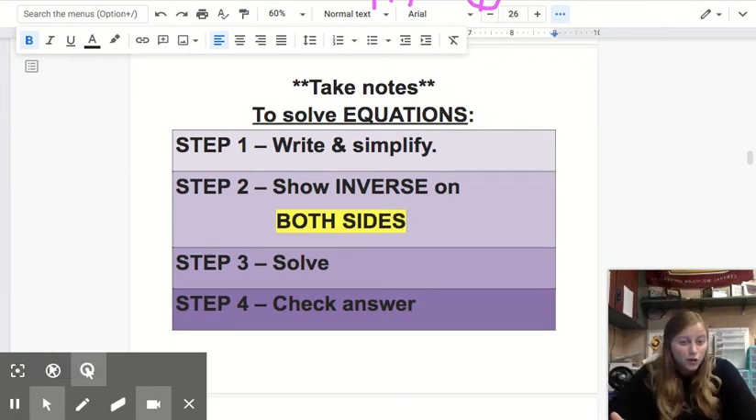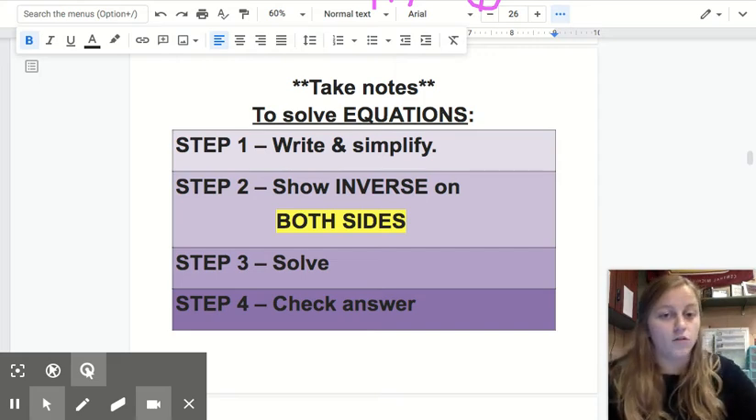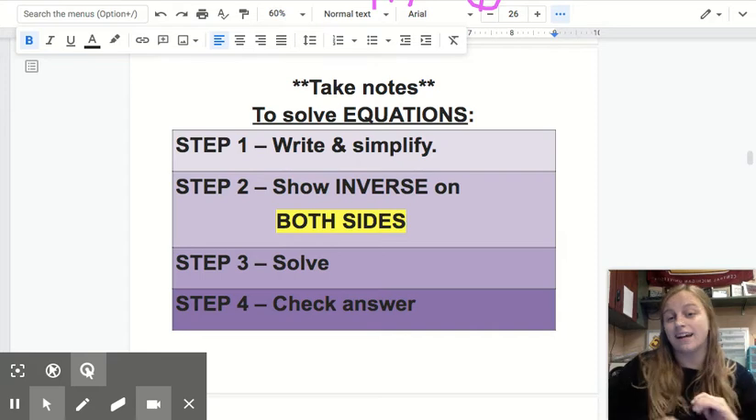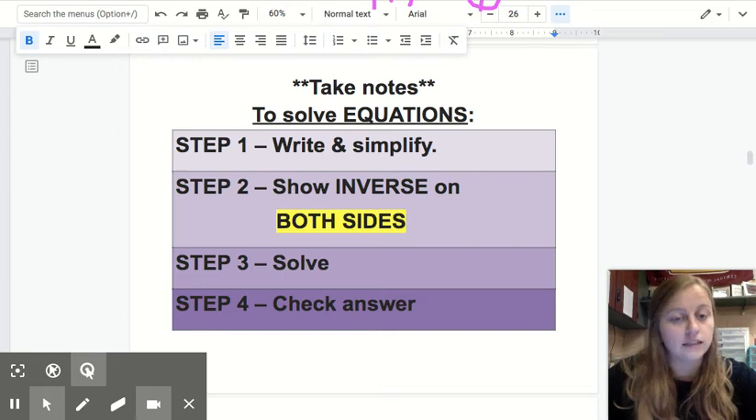So these steps should be written down in your notebook at this point. They are really important. Write and simplify. Show the inverse on both sides. Guys, if you don't do step number 2, you're not getting credit. Show the inverse on both sides. Solve it and check your answer.